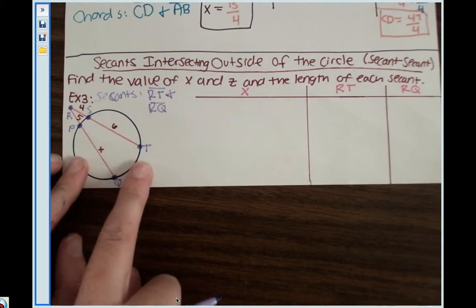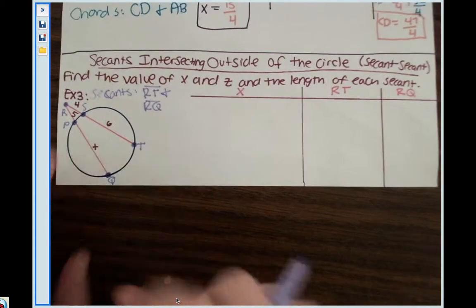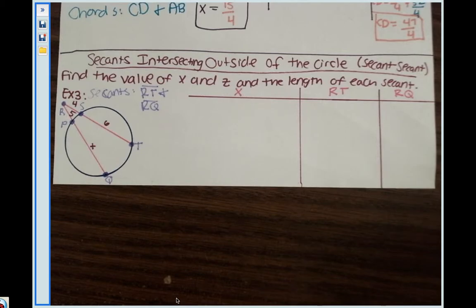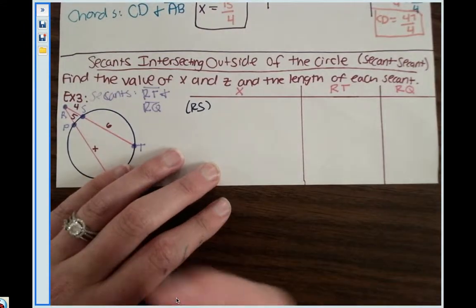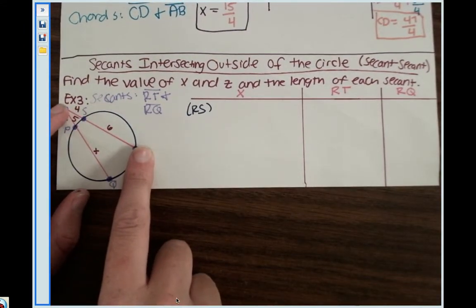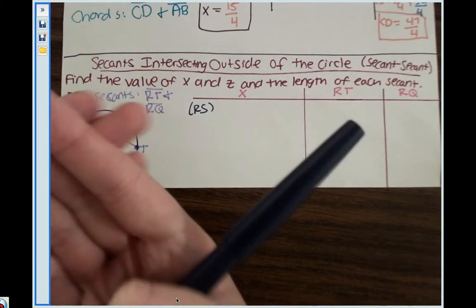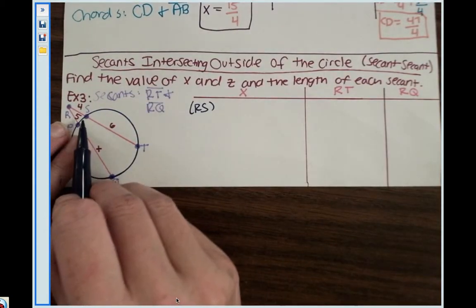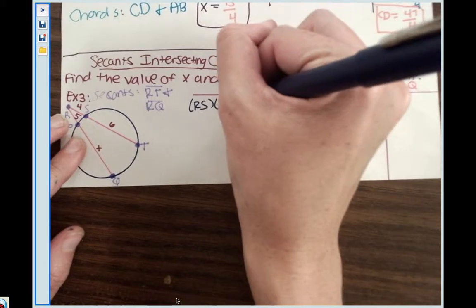So I'm going to start with RT. We're going to start with the segment on secant RT that is located outside the circle. What part of the secant is located outside the circle? It is RS. So we're going to have RS, that's the part on the outside of the circle, times the length of the whole secant, which are these two parts added together. I'm going to add the two parts of the secant together because that will give me the length of the whole secant. The two segments within the secant are RS and ST. So I'm going to add those bad boys together, RS plus ST.